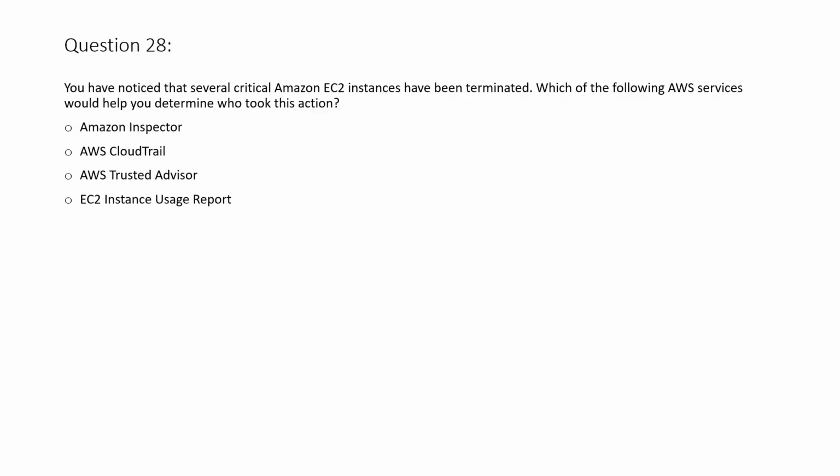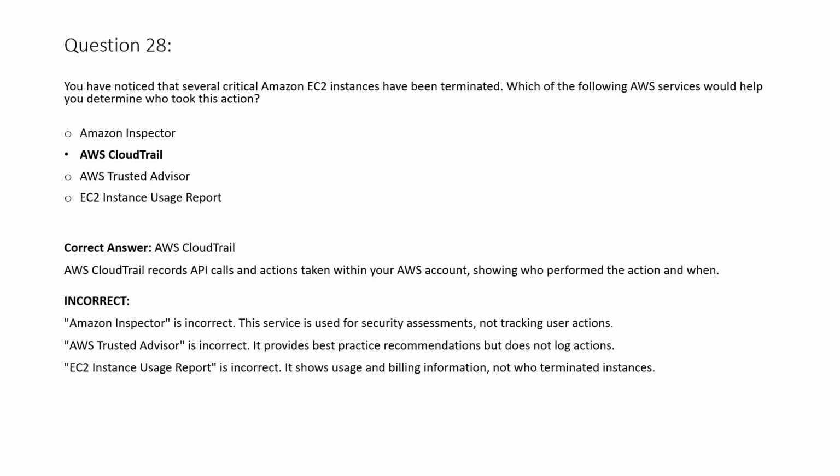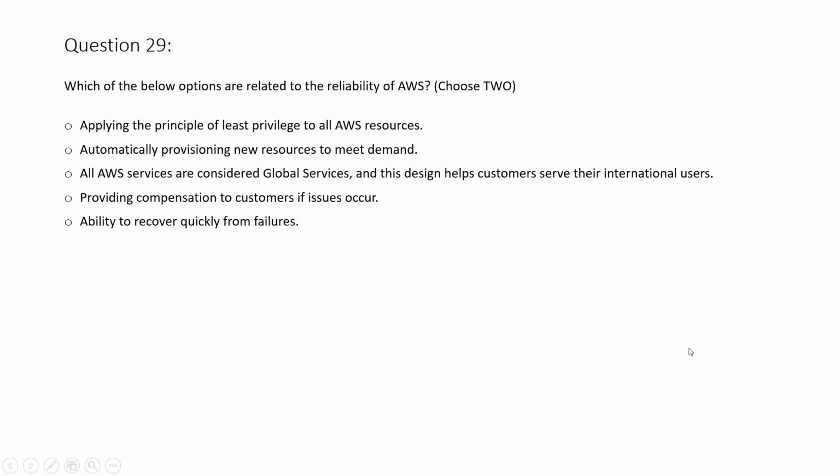Question number 28. You have noticed that several critical Amazon EC2 instances have been terminated. Which of the following AWS service would help you to determine who took this action? Options are option A, Amazon Inspector, option B, AWS CloudTrail, option C, AWS Trusted Advisor, option D, EC2 Instance Usage Report. So the correct answer is AWS CloudTrail. If you want to check the reason why others are incorrect, you can go through these incorrect ones.